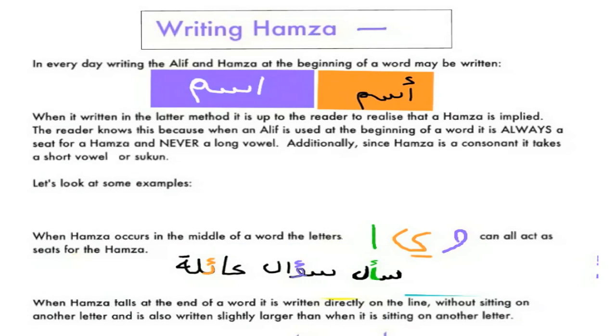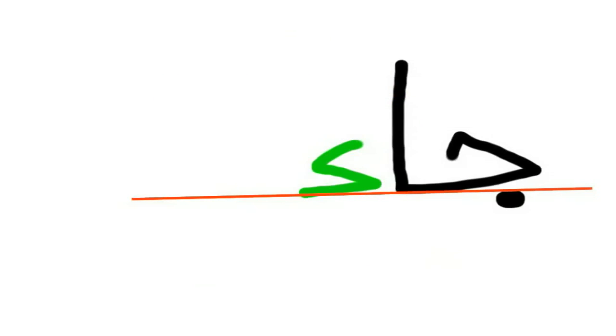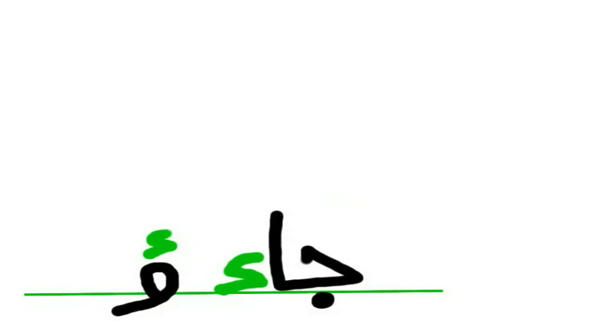The final note is that when Hamza falls at the end of a word, it is written directly on the line without sitting on another letter, and is also written slightly larger than when it is sitting on another letter. A good example is the word ja'a, and as you see, Hamza is written on the line. And here, compare the size of Hamza on the line and on the letter waw, and you see how it is bigger when it is written alone on the line.